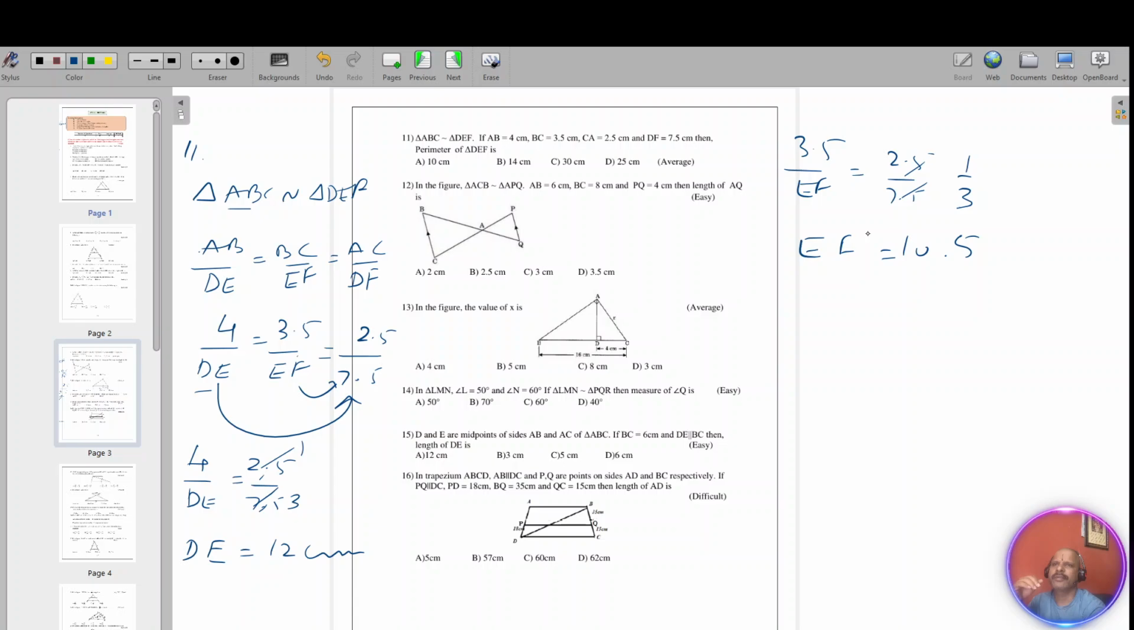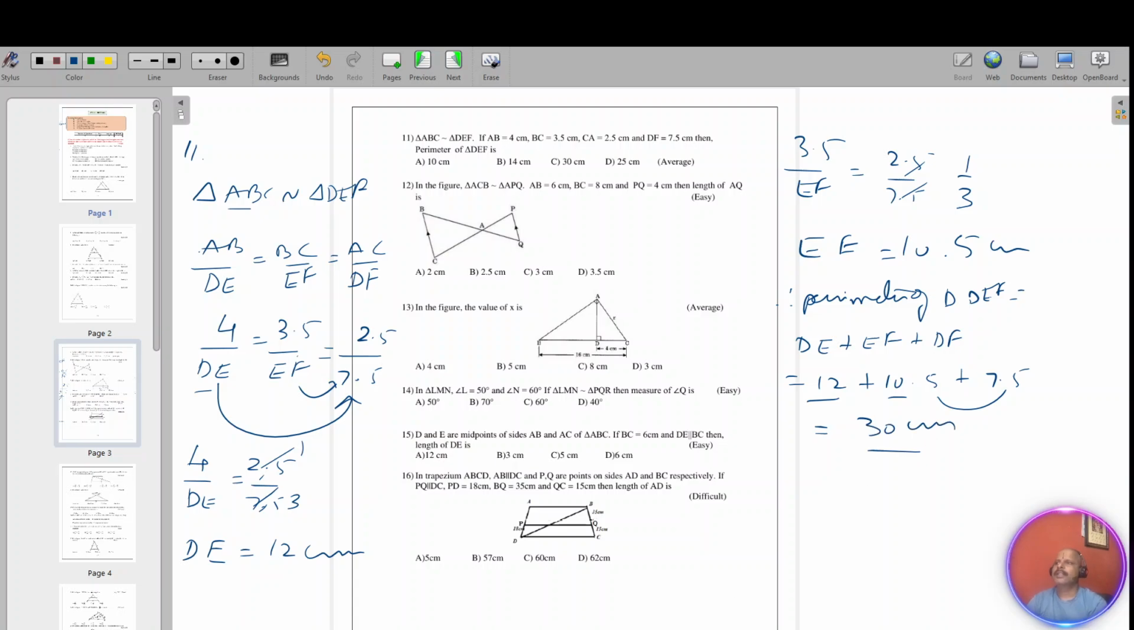The other side is given, DF. It is not a 1 mark question, it is actually a 2 or 3 marks question. Therefore, perimeter of triangle DEF is the sum of sides, DE plus EF plus DF. DE is 12 we got, EF is 10.5 we got, DF is 7.5. When you add them, 12 plus 10.5 is 22.5, plus 7.5, 30 centimeter. Usually students think the perimeter of ABC is the same as the perimeter of DEF, but it is wrong.